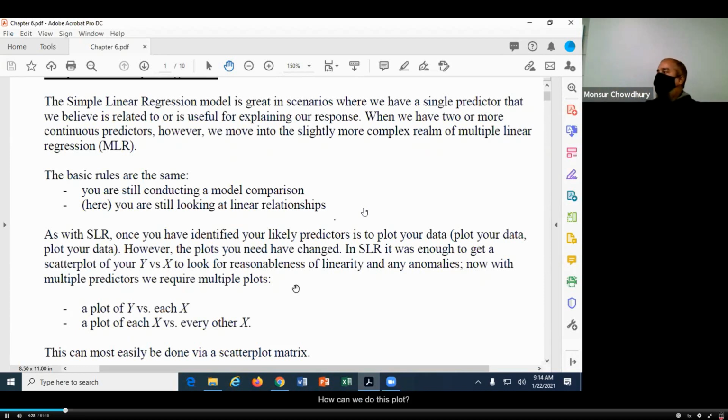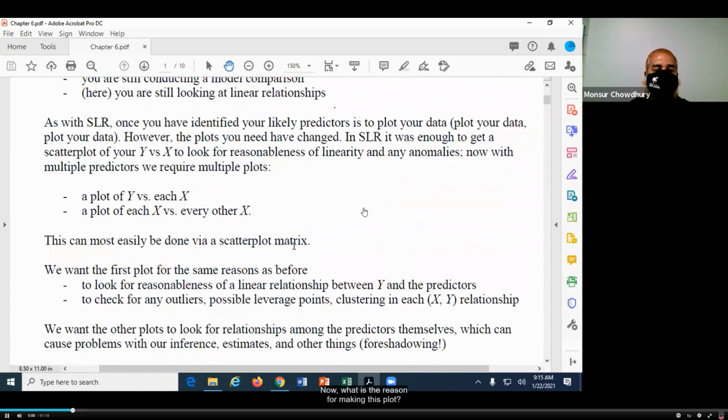So how can we do this plot? We can use the scatter plot matrix. Now in simple linear regression, what we did, we just used the scatter plot because we have only 2 variables. Now we have more than 2 variables, or sorry, 2 predictors or more than 2 might be. So in this case, we need to use the scatter plot matrix to get all these possible plots. That means x versus x, y versus x and everything. And we can do it easily.